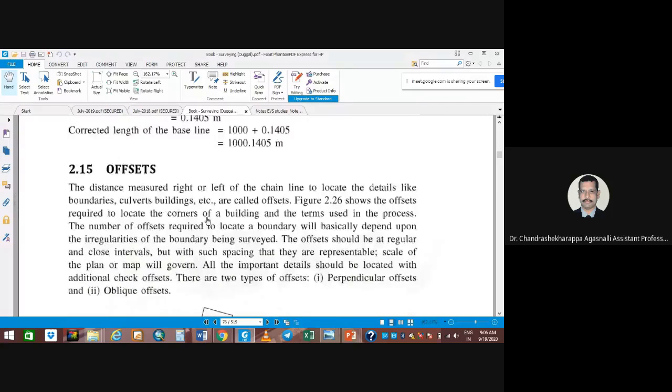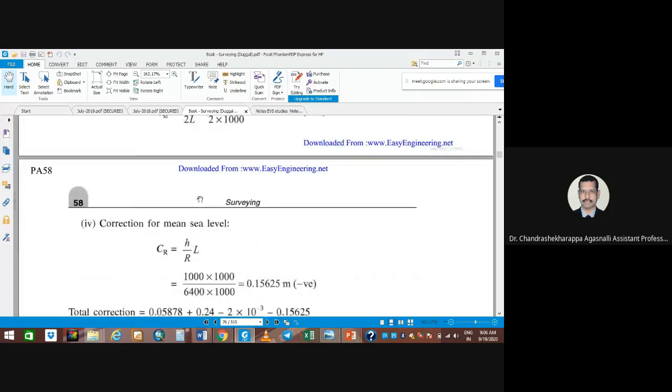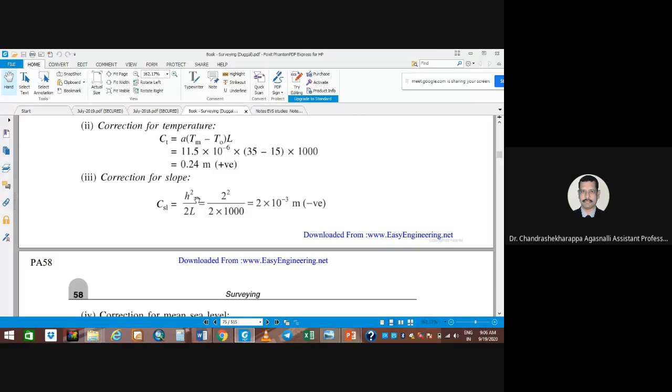These are all the corrections for measuring distance on horizontal ground as well as on sloping ground. Okay, that is the thing.